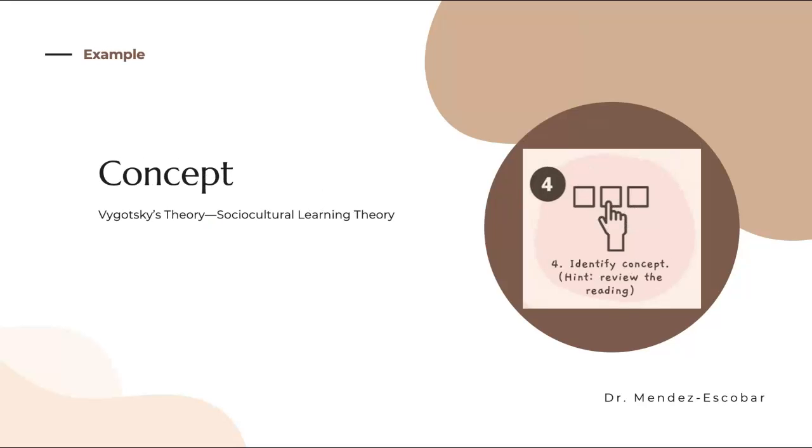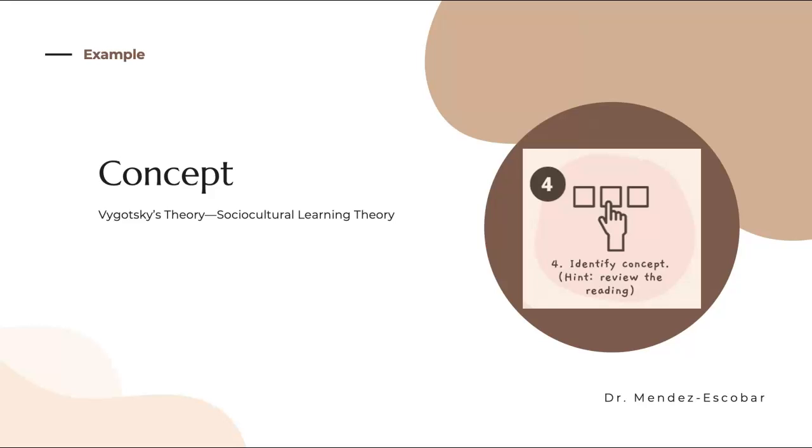Then step 4, identify the concept. Here, based on your reading, you're going to identify a theory, milestone, or developmental concept with which to interpret what you chose for that child behavior. In this particular case, I'm going to choose Vygotsky's theory, that is the sociocultural learning theory. So I'm going to be explaining a cognitive developmental aspect of this observation. Vygotsky's theory explains how children learn within the context of others. So it's a cognitive theory.